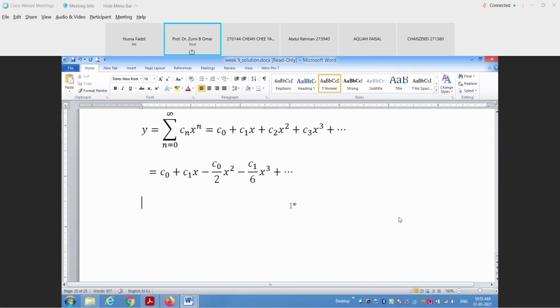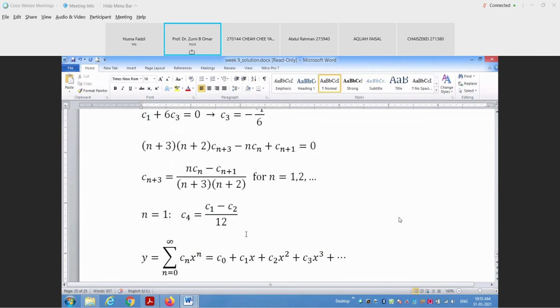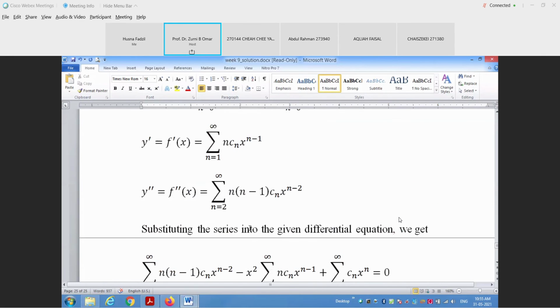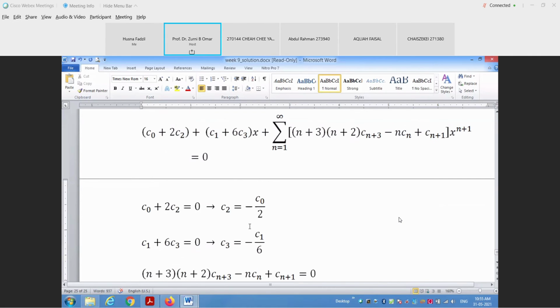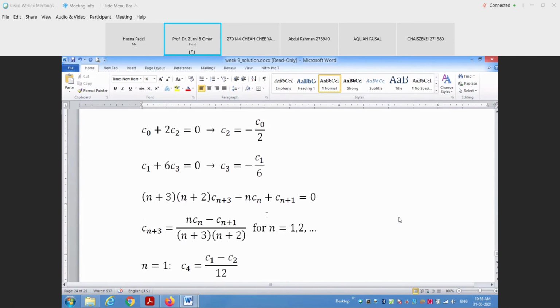That is the basic concept. Again, it depends on x naught. If x naught equals 0, you have x to the power of n. If not, then you have to put x minus x naught to the power of n. So here we only consider x naught as an ordinary point.